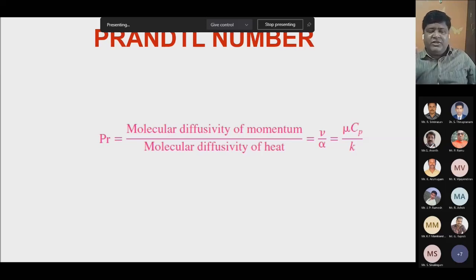Now if you want to select a Prandtl number for a particular application, what should be its value is the question here. When a fluid is flowing in a pipeline, do we want the fluid to transfer momentum within itself, transfer force between adjacent layers, or do we want heat to be transferred? The requirement in heat transfer is that we want more heat to be transferred. So the denominator part, that is alpha, is the thermal diffusivity.